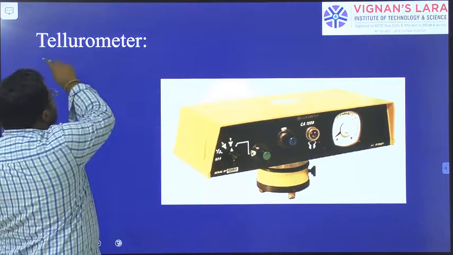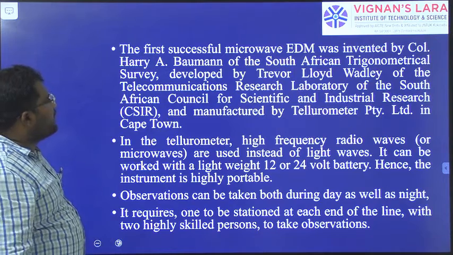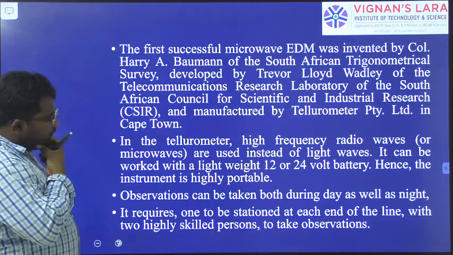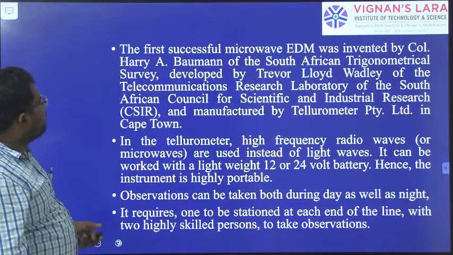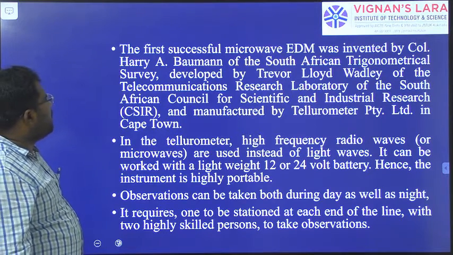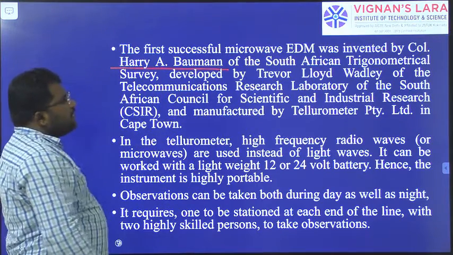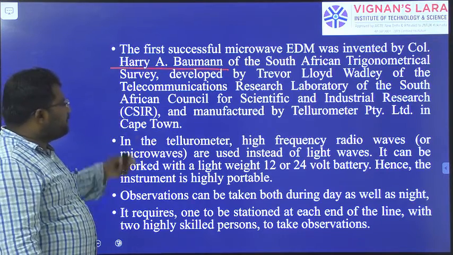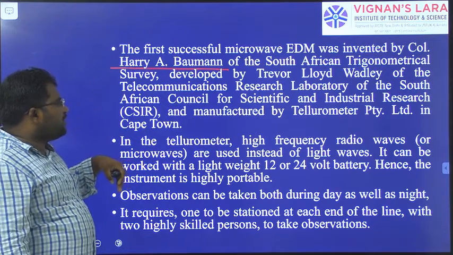Okay. So finally we have the very important tellurometer. This works based on radio waves, right? Here we need two kinds of equipment. It is a microwave system developed by Colonel Harry A. Baumann of the South African Trigonometrical Survey, in a laboratory of CSIR in South Africa, right?